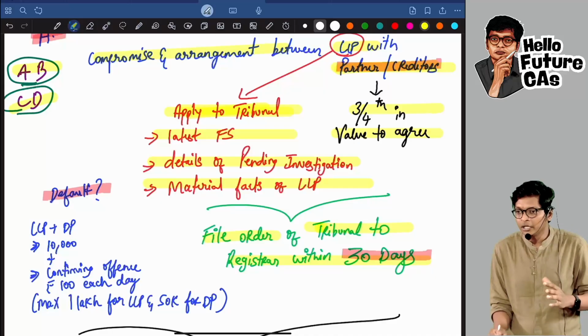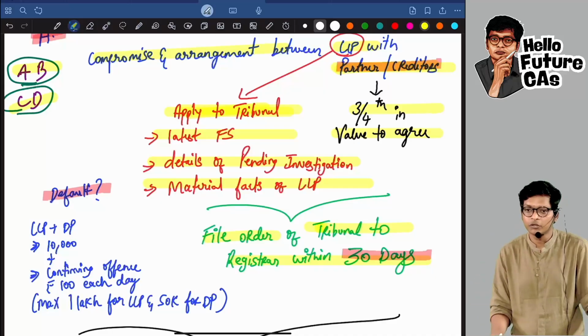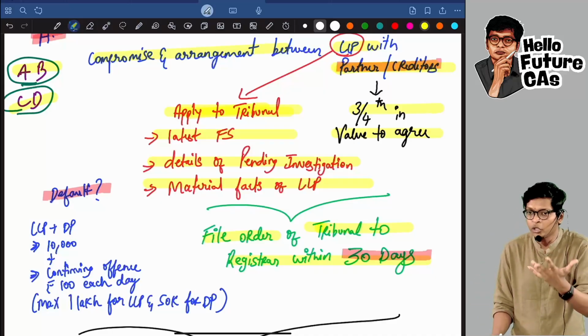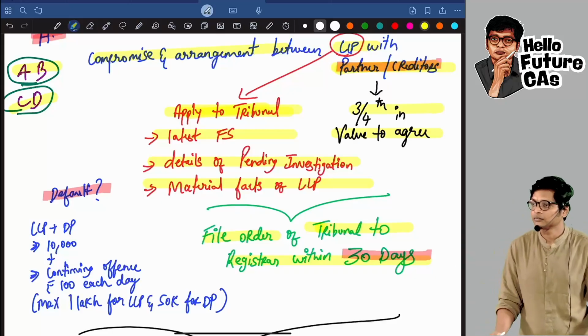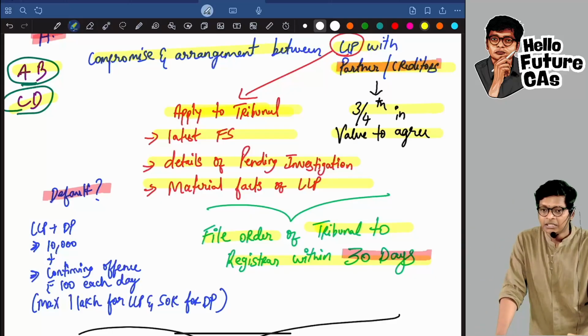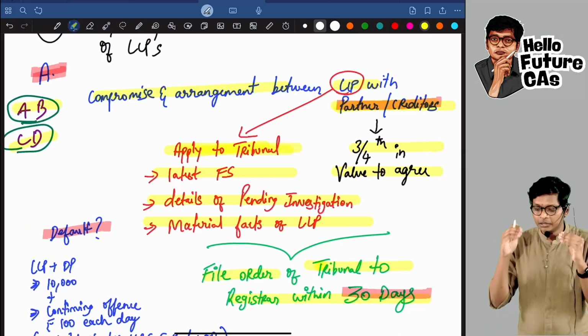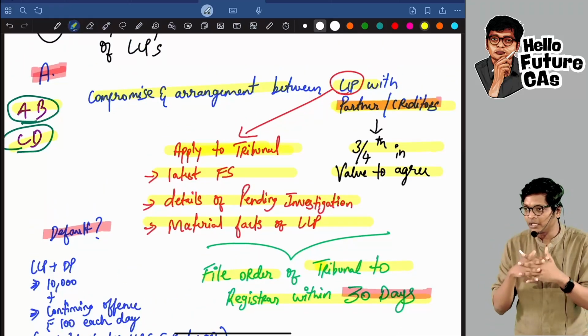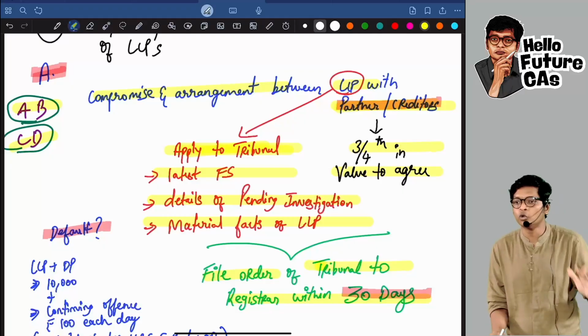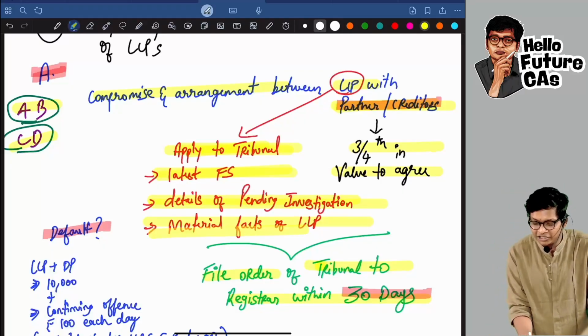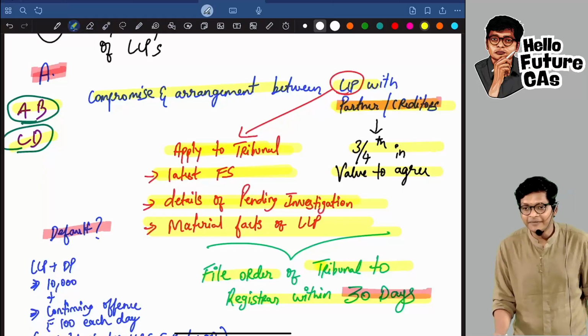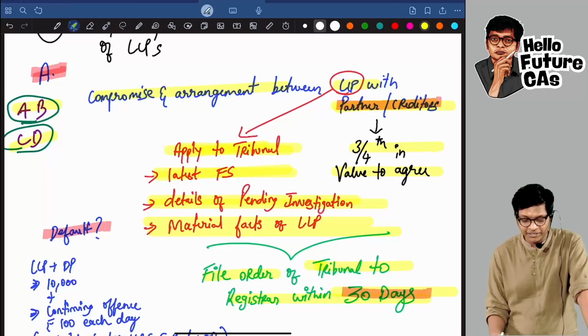What can be the order? How to amicably sort this? Are you following, guys? Creditor is saying my 1 crore is not paid. Okay, fine. Take 70 lakhs. Settle the matter. Are you understanding, guys? Simple. So what is compromise arrangement? Creditors and partners with whomever you have a fight, 3/4 in value should agree to apply to the tribunal. With that, attachments: latest financial statements, details of pending investigation, material facts of the LLP will be given. They will pass an order, inform ROC within 30 days.